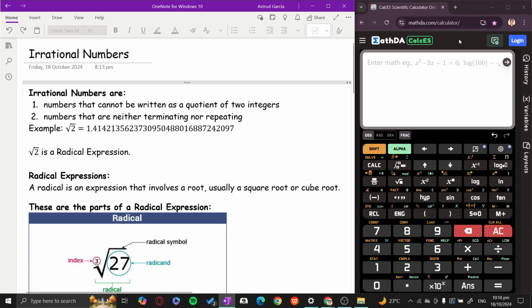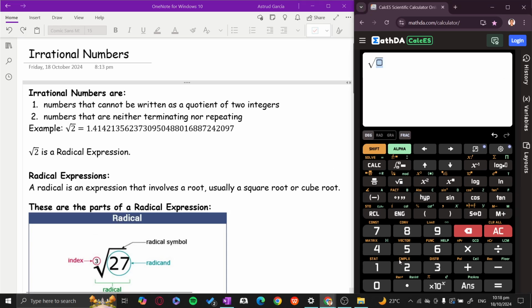So let's review what irrational numbers are. Irrational numbers are numbers that cannot be written as a quotient of two integers, and these are numbers that are neither terminating nor repeating. An example is the square root of 2, which if we put in the calculator is equal to 1.414213562 37, and so on and so forth.